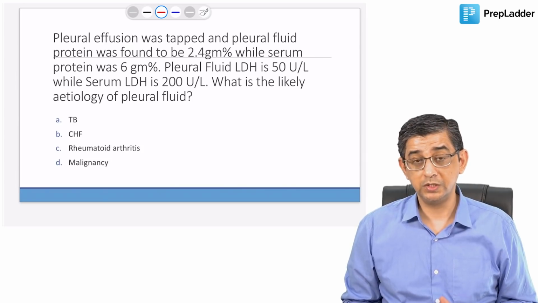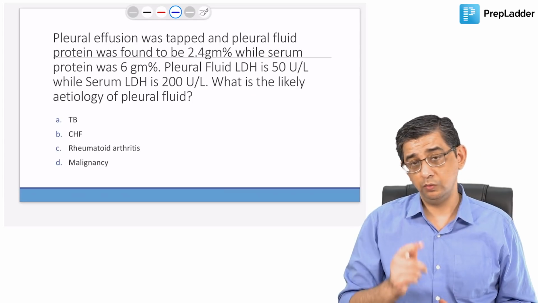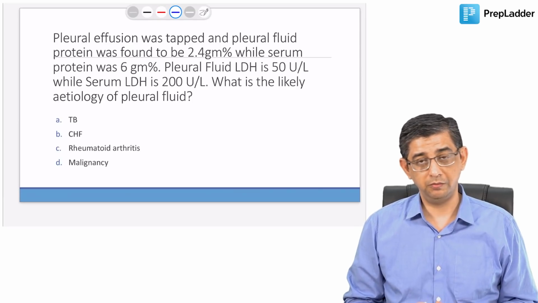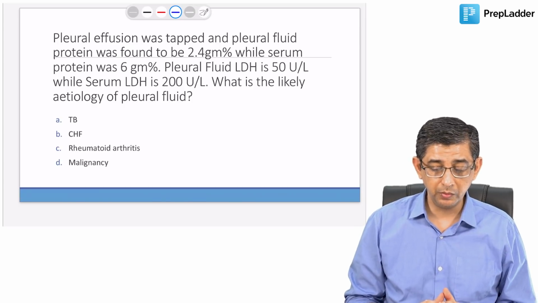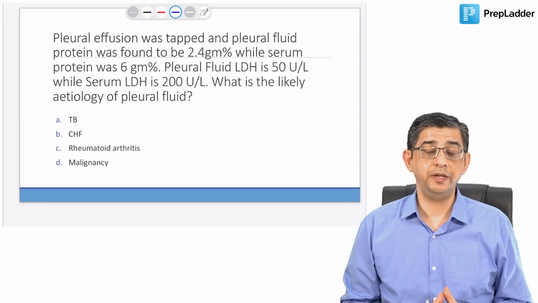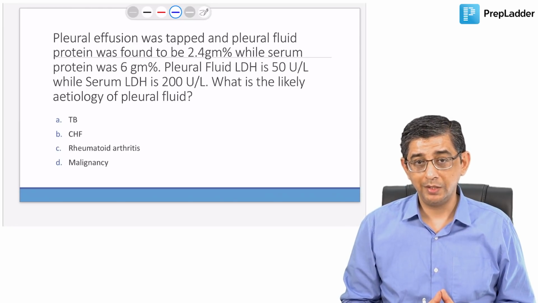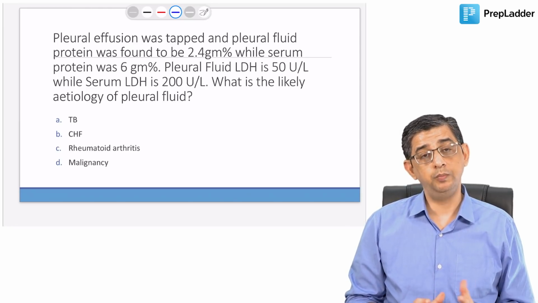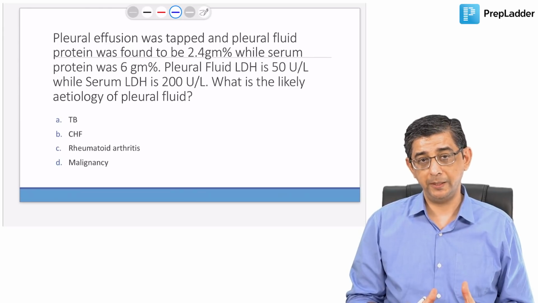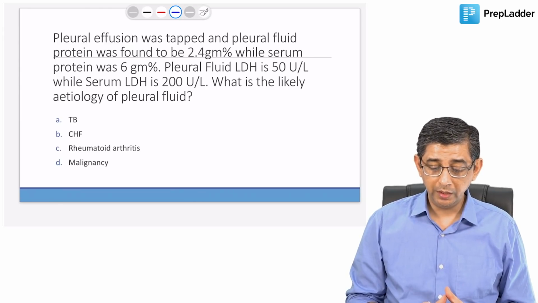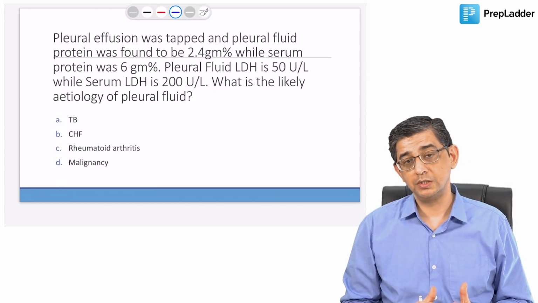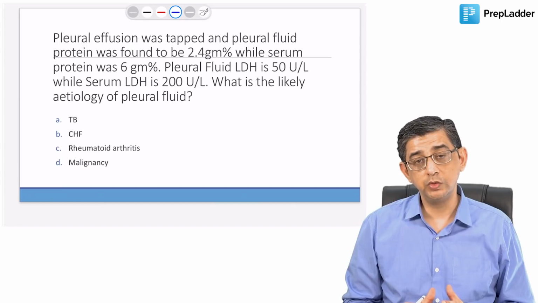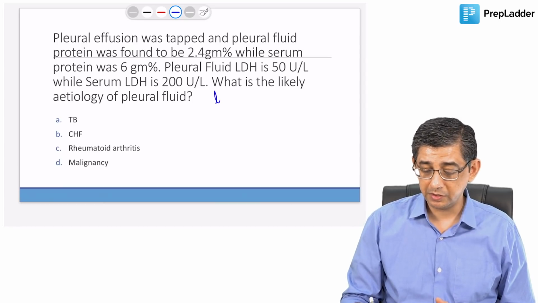The next question was a very interesting one. Only one student of mine from PrepLadder, she was able to recall the entire question. So let me just speak it before you. She said that the question was on a patient with pleural effusion, and the pleural effusion was tapped and the pleural fluid protein was evaluated. They evaluated the pleural fluid protein, which was 2.4 grams, while the serum protein was 6 grams. Pleural fluid LDH values were given. So what they are trying to test here is your knowledge of Light's criteria.